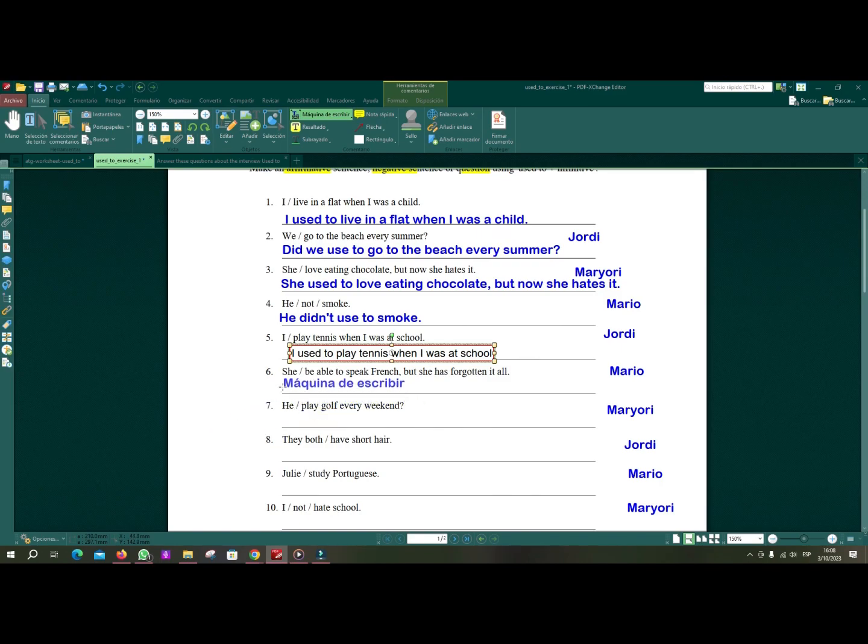Excellent. What about 6, Mr. Mario? She used to, right? Be able to speak French. But to be able to speak French, but she has forgotten it all.